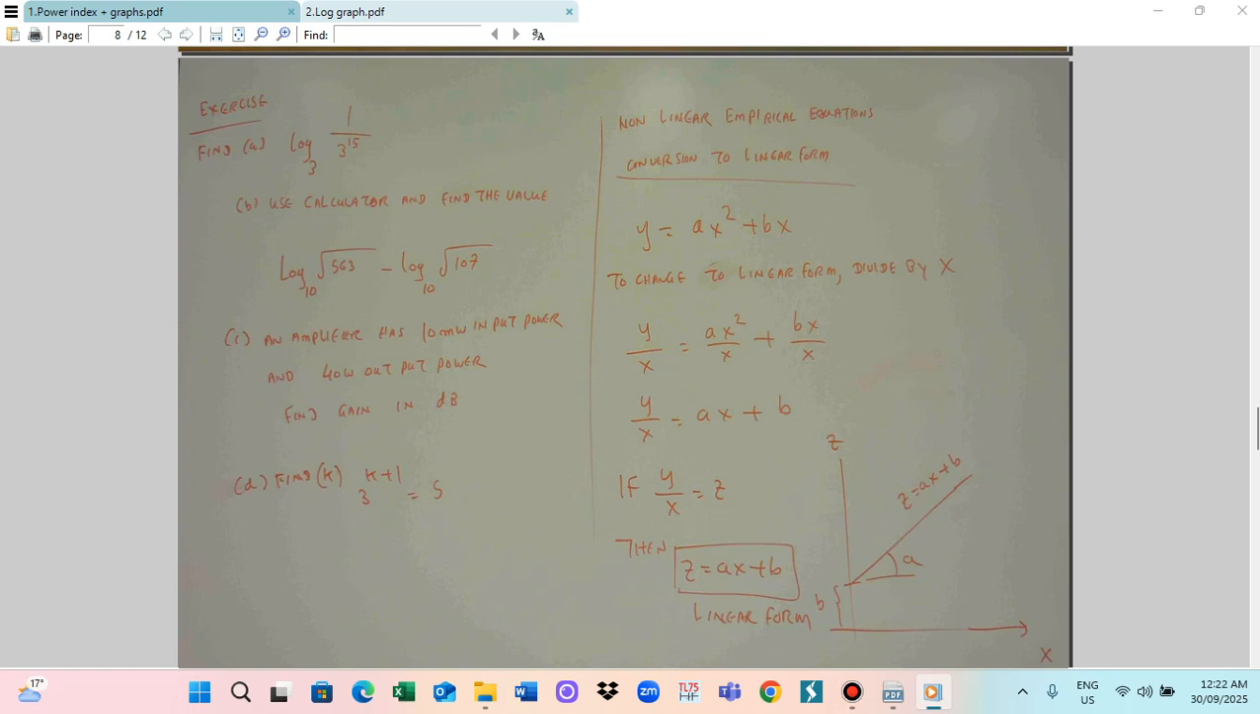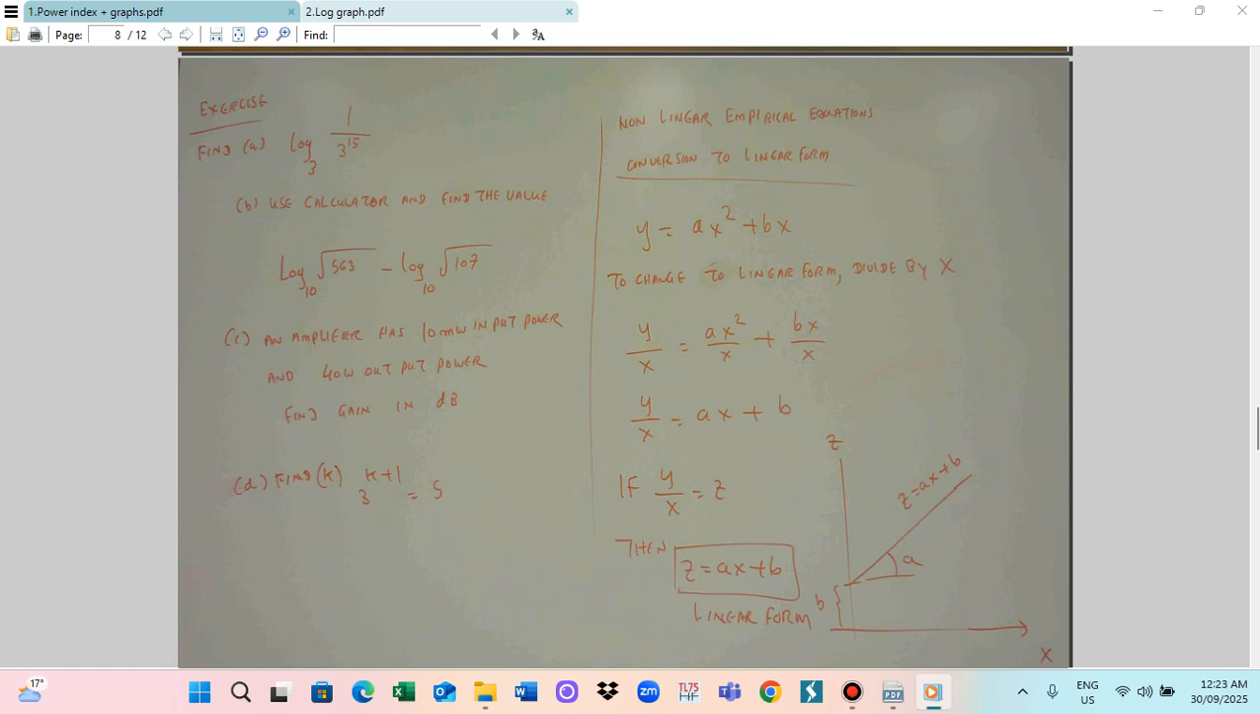To change the linear form, divide by x. So that y is equal to ax squared plus bx. So you have to divide by x. So that will be y by x. So this is ax squared by x plus bx by x. So this is y by x is equal to ax plus b. So we call like this. So y by x is ax plus b. So we substitute, if y by x is equal to z, then z equal to ax plus b.